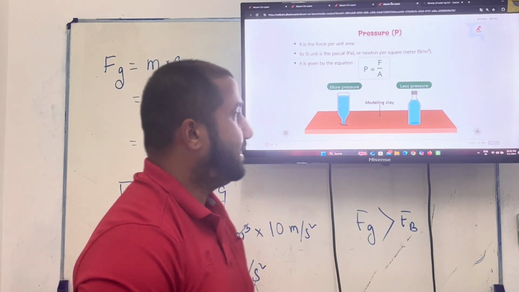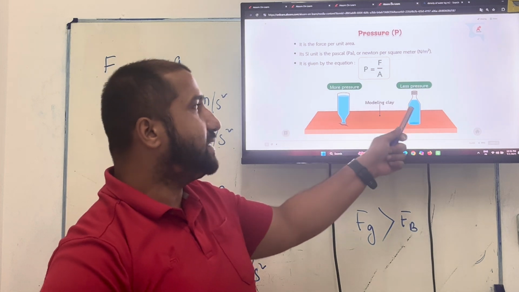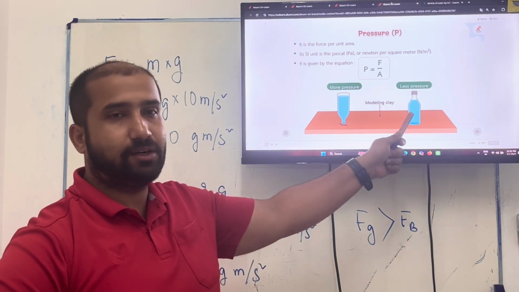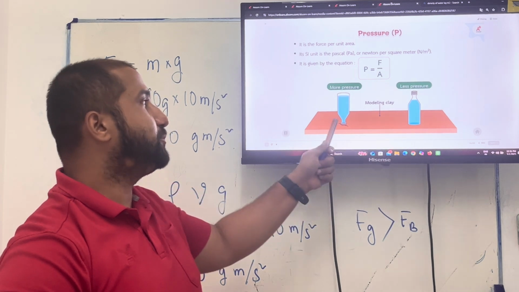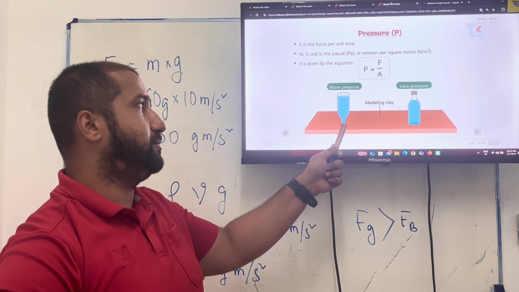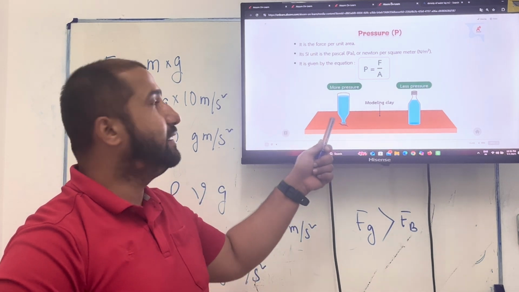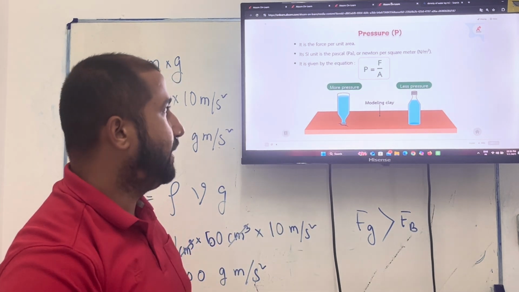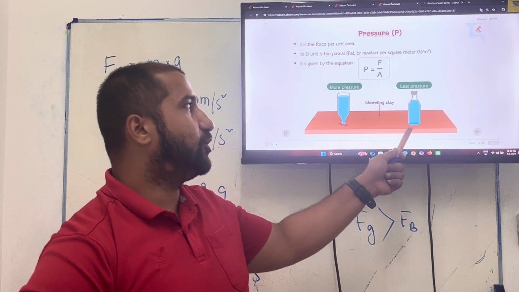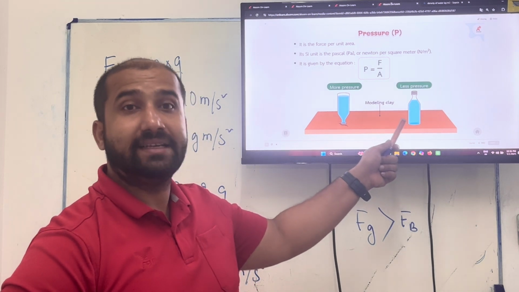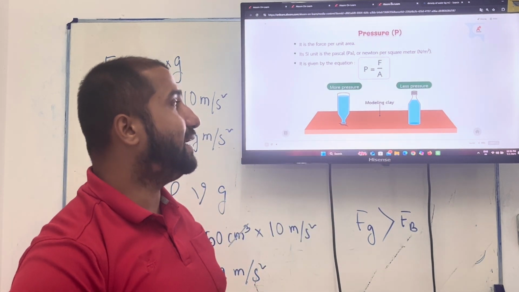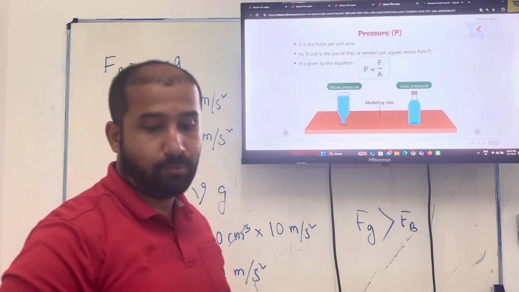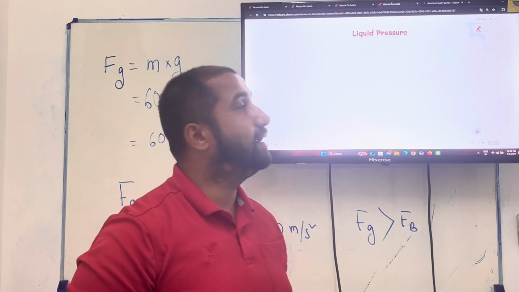Okay. As you can see, we have 2 objects. We have 2 bottles. One is upside down, and another one is in normal condition. The upside down bottle has more pressure because it is exerting the force on a very little amount of area. In the other case, the bottle is exerting less pressure on the clay because the area it is in contact with is more.